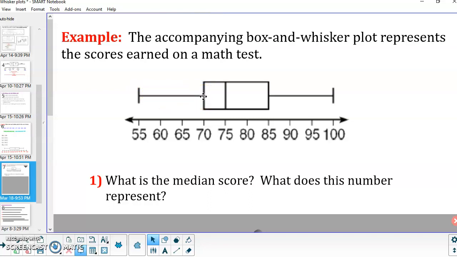25% of my students scored between 70 and 75. So 25% of my class was in that 5% of test scores. Another 25% of my class was between 75 and 85, and then the other 25% was between 85 and 100. So if I had 40 students in my class, that would mean that 10 students would have been here, 10 students here, 10 students here, and 10 students here. So that's literally what that means.